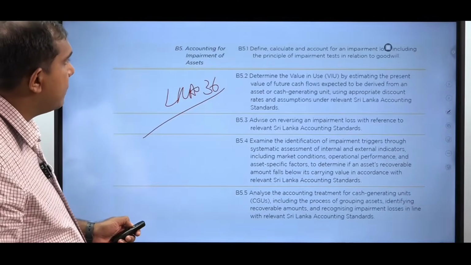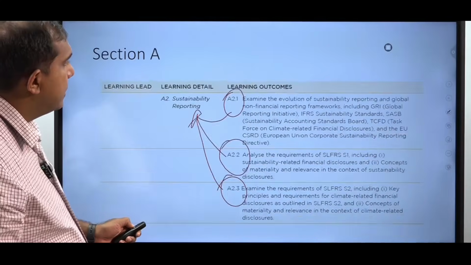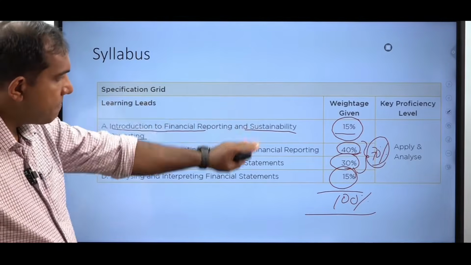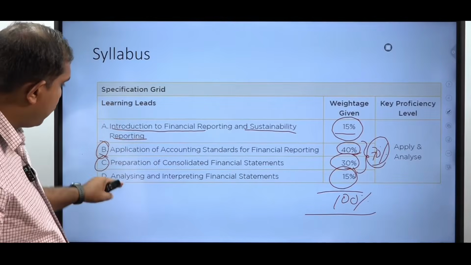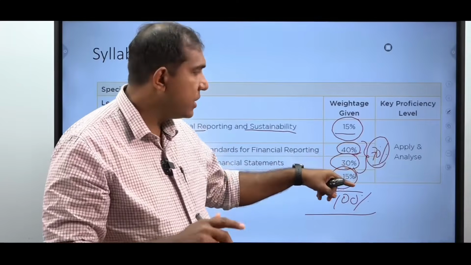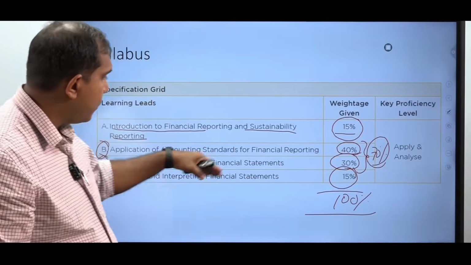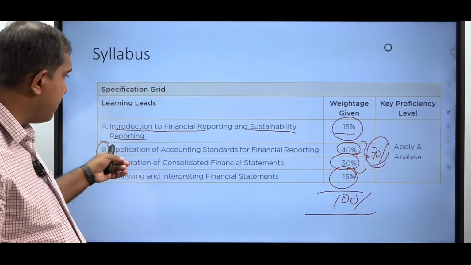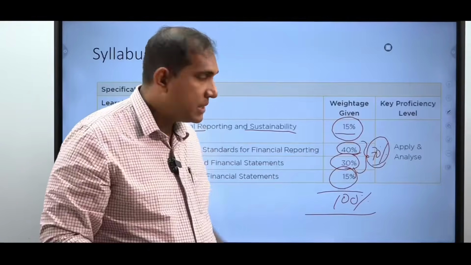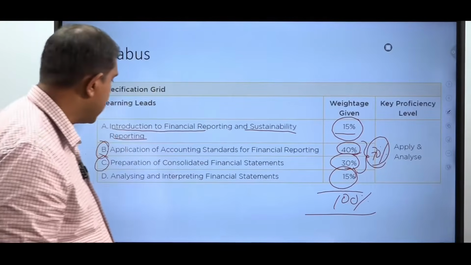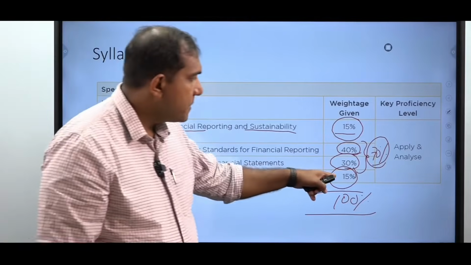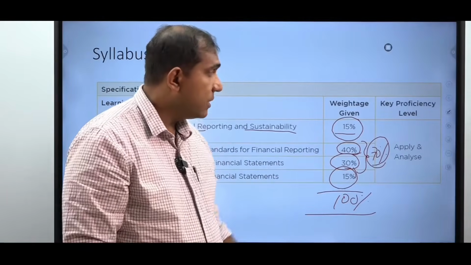I will summarize what I have discussed. As you can see, there are 4 sections. You can earn 15% from the first section. Then for application of accounting standards and the preparation, altogether 70%, 40 and 30. Then the last section, analyzing and interpreting financial statements, 15%, altogether 100%.